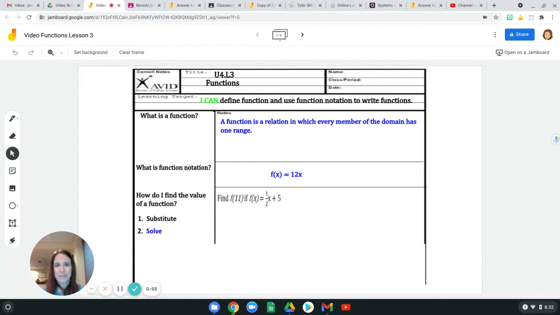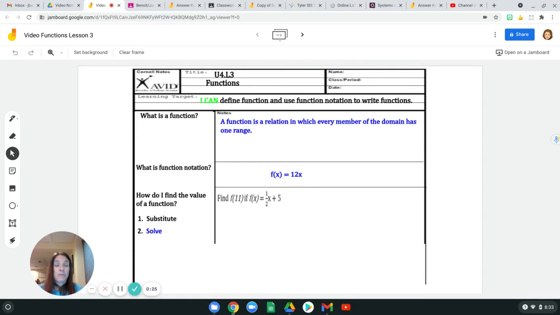Functions is our focus for today. Grab your note packet and open to the functions lesson. If you don't have a note packet, you know that you're taking your notes in your learning log. Get the title and the learning target. I can define function and use function notation to write functions.